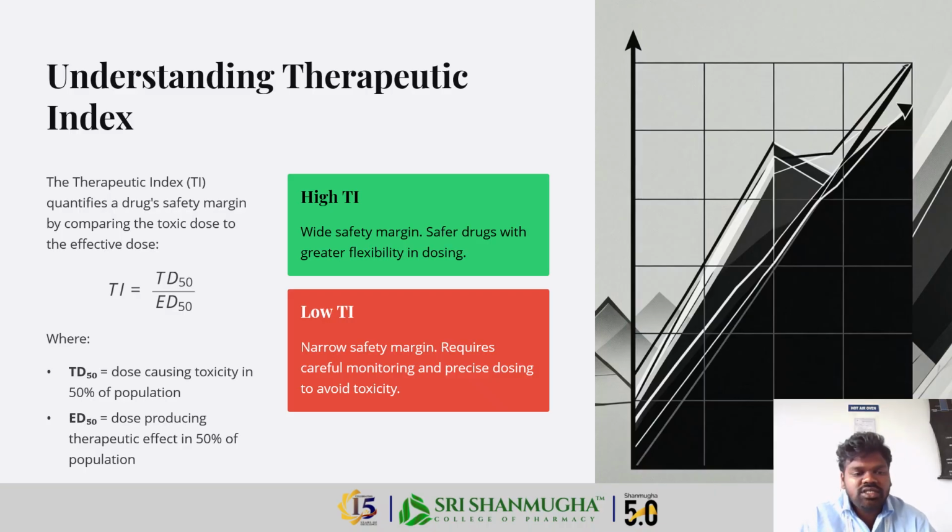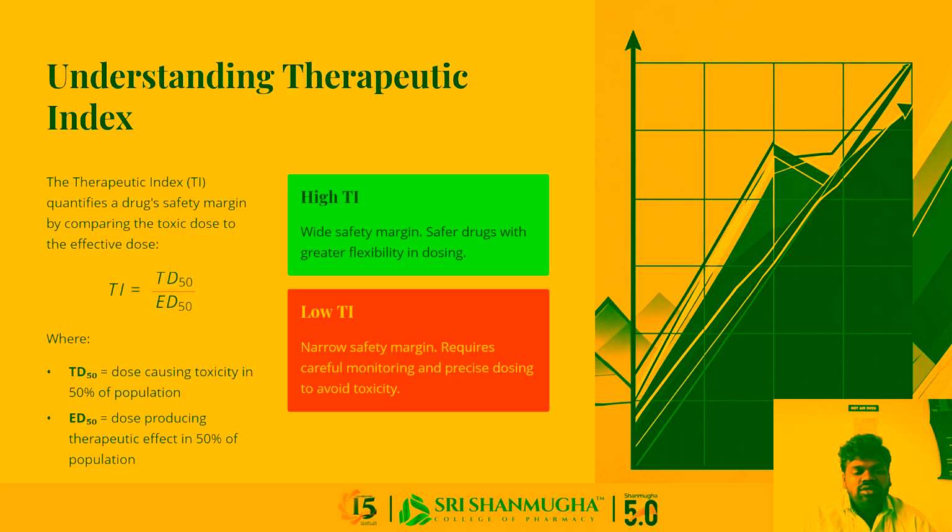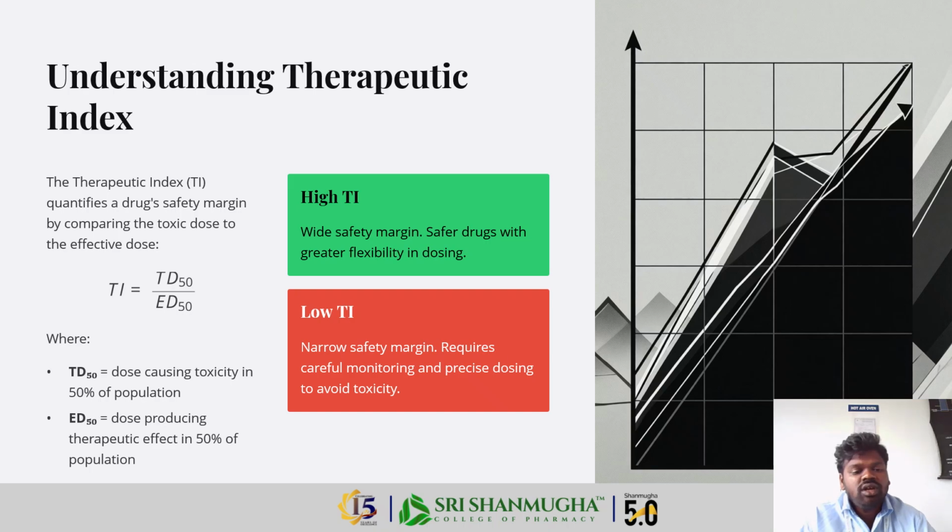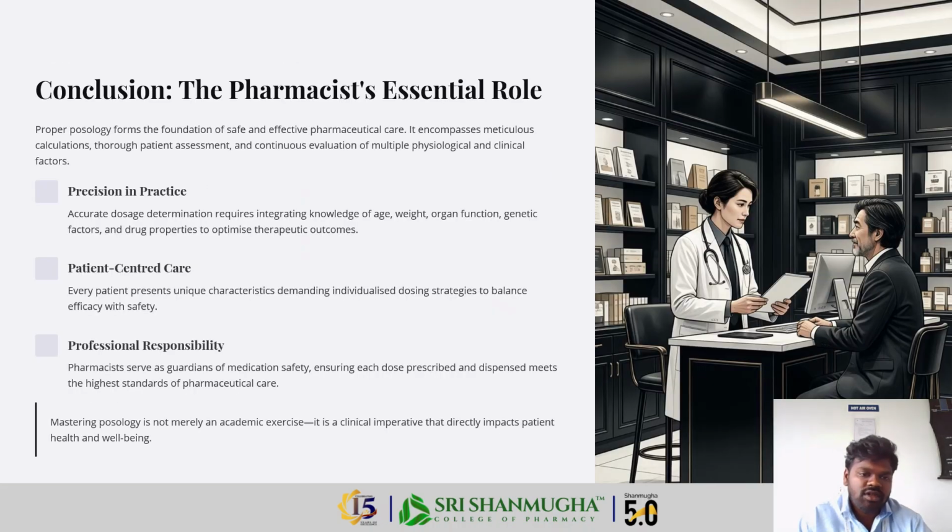Understanding therapeutic index. The therapeutic index quantifies a drug's safety margin by comparing the toxic dose to the effective dose. If the therapeutic index is high, the safety margin of the drug is wide, with greater flexibility in dosing. A low therapeutic index means a narrow safety margin.